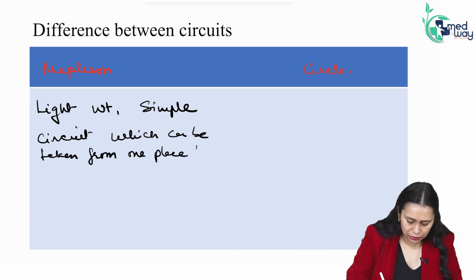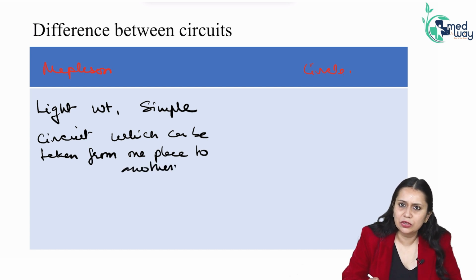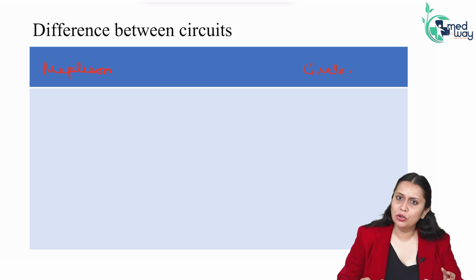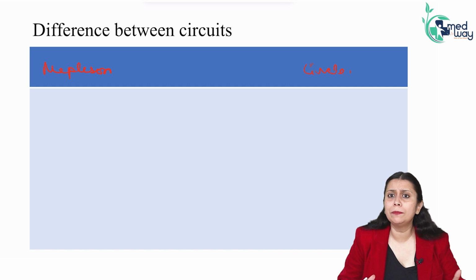It's portable, right? So if I have to give distant place anesthesia, we can use Mapleson circuit. So now let us see the advantage of Mapleson circuit over the circle system. See, circle system can only be used along with anesthesia machine. The reason is that the CO2 absorber which is attached to it can only be used along with anesthesia machine. So it cannot be used independent of machine.